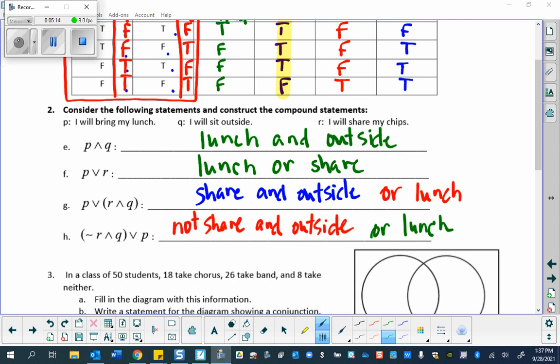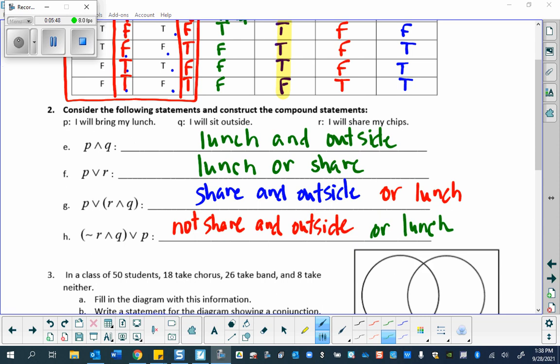All right, so I just did a shorthand of what your conversations were. And I liked hearing the different kids say, oh, don't forget about those parentheses, order of operations. That's where you start. So P and Q is I will bring my lunch and I will sit outside. P or R, I will bring my lunch or I will share my chips. When we look at G, we got to start with I will share my chips and sit outside, or I'm going to bring my lunch. Now you're like, that doesn't make sense.